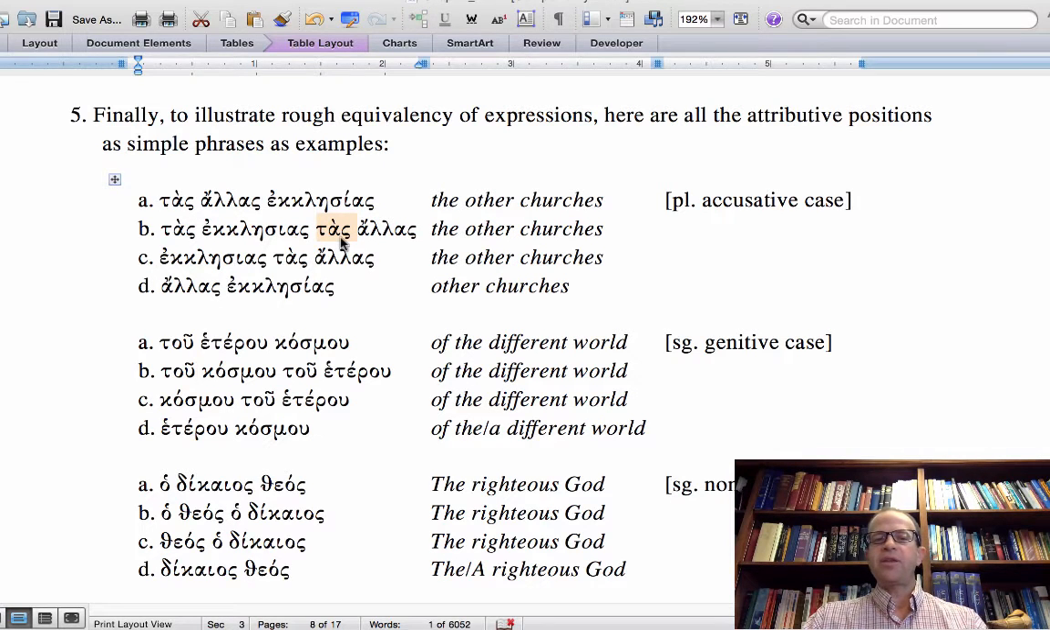Again, I think the construction with the repeated article, because of redundancy and the effect of rhyming, adds more emphasis to that modification. In this case, there's a bit more stress placed on the modification that the adjective brings to the noun.